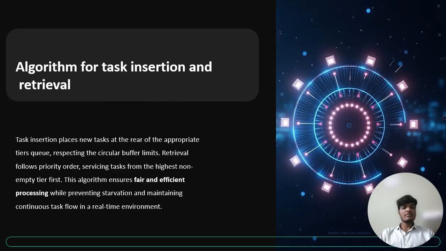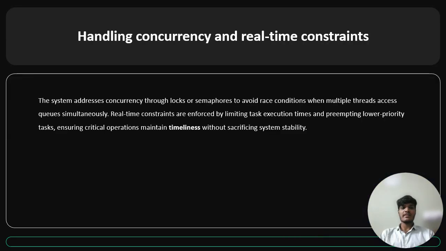Here, task insertion places a new task at the rear of the appropriate tier's queue, respecting the circular buffer limits, and retrieval follows priority order, servicing tasks from the highest non-empty tier first. This algorithm ensures fair and efficient processing while preventing starvation and maintaining continuous task flow in the real-time environment. So that is the algorithm for task insertion and retrieval.